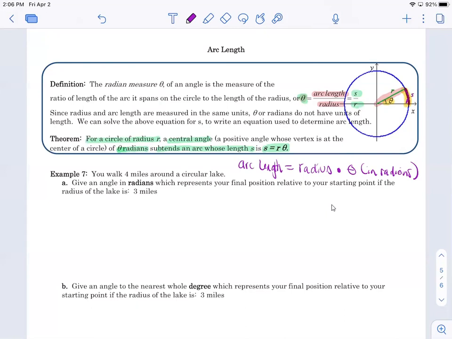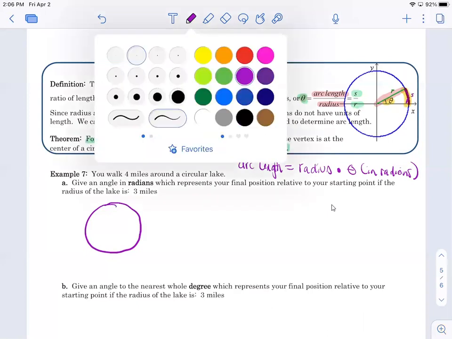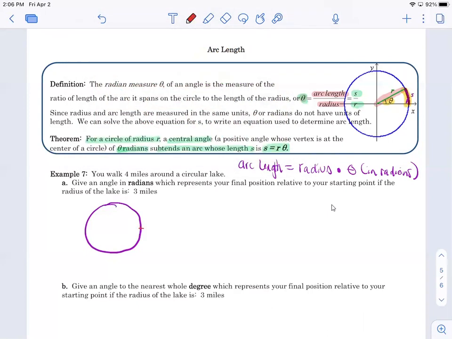So for example 7, it says you walk 4 miles around a circular lake. I'm going to give us just a diagram. I'm trying to get better at drawing, so forgive me, and I'm going to totally approximate. Let's just say we start here, and I'm walking and walking, and I walk for 4 miles. I want to know, give the angle in radians which represents your final position relative to your starting point, if the radius is 3 miles.